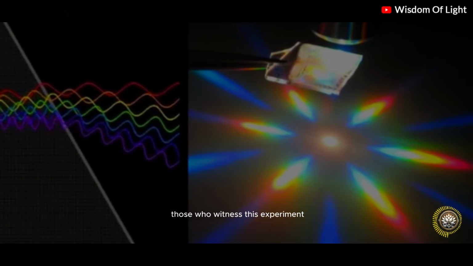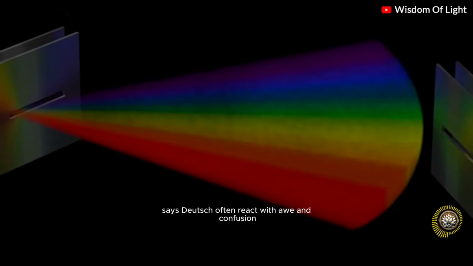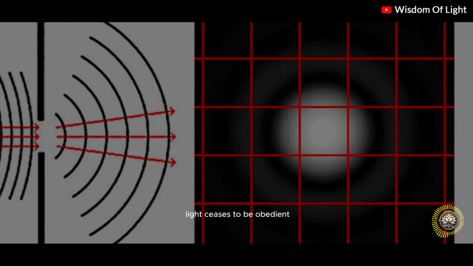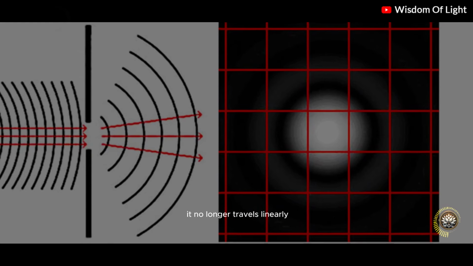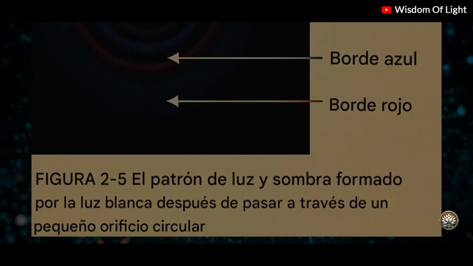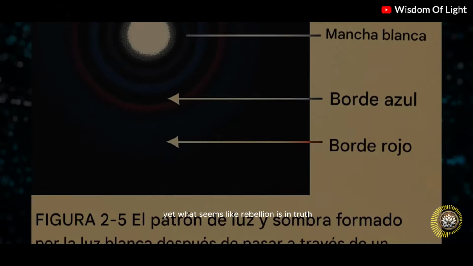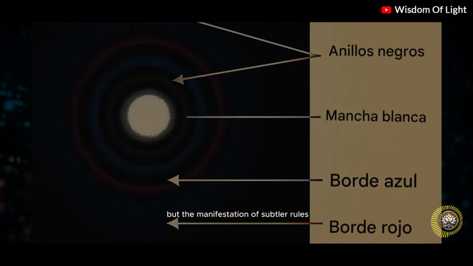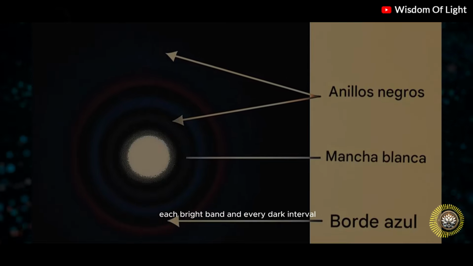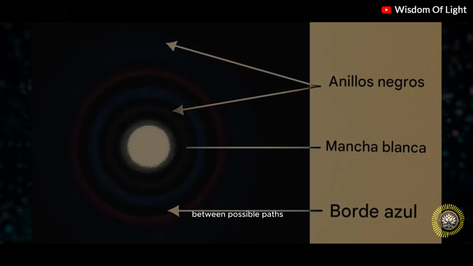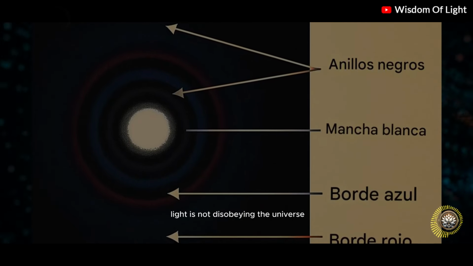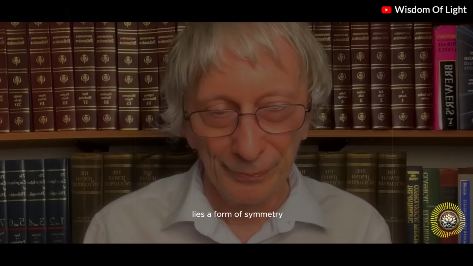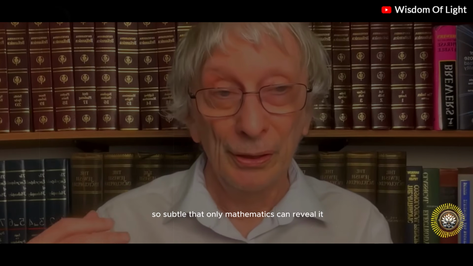Those who witness this experiment, says Deutsch, often react with awe and confusion. It is not merely a trick of light, it is a direct violation of expectation. Light ceases to be obedient. It no longer travels linearly. It no longer casts defined shadows. It refuses to obey. Yet what seems like rebellion is, in truth, a deeper form of order. Diffraction is not a whim of light, but the manifestation of subtler rules. Each bright band and every dark interval corresponds to invisible interference between possible paths. Light is not disobeying the universe. It is obeying laws we have yet to understand. Behind what appears to be disorder lies a form of symmetry so subtle that only mathematics can reveal it.